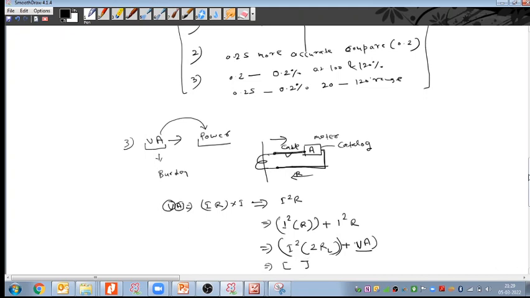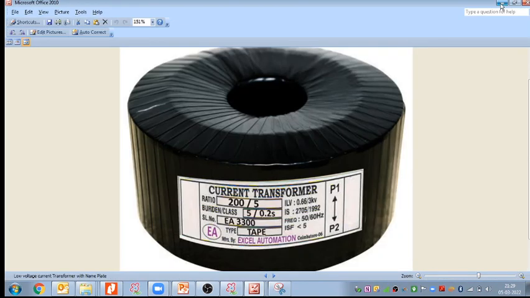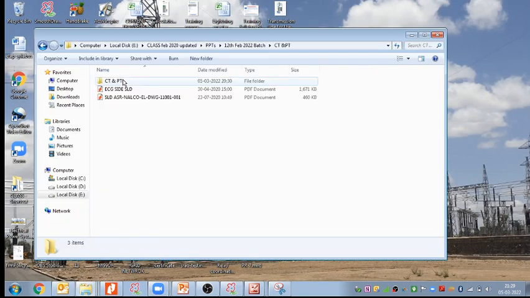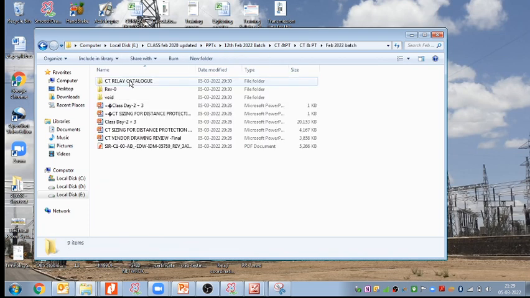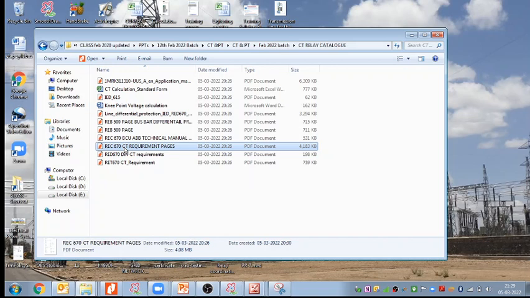I hope this is clear and making sense. Yeah. So how can we calculate that? Let me see if I have any instrument. Give me one moment and let me search out the catalog first of all. CT, CT, BCU. Okay, we can see that here. BCU, but I do not want BCU. Let me take any other.